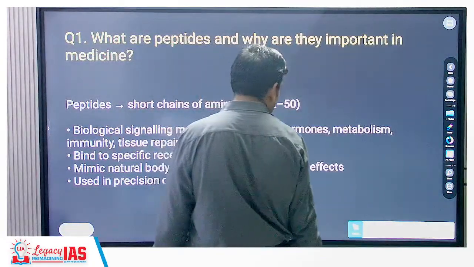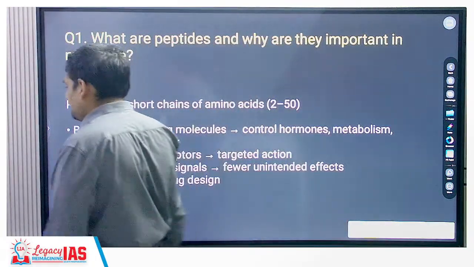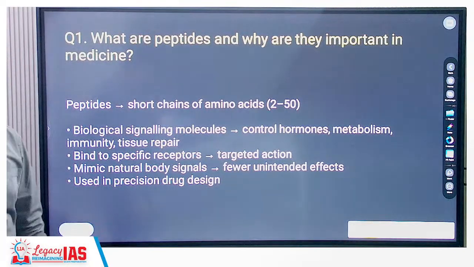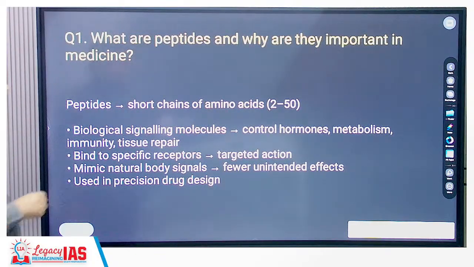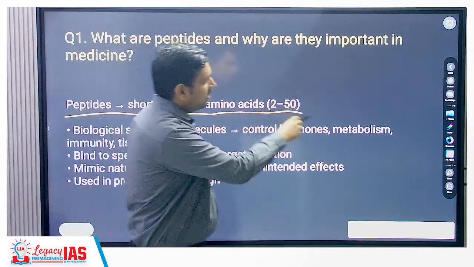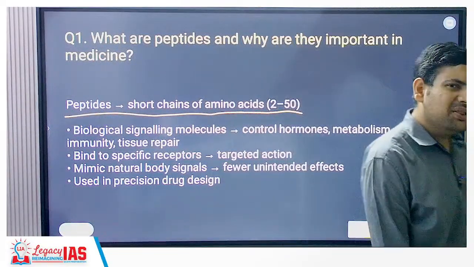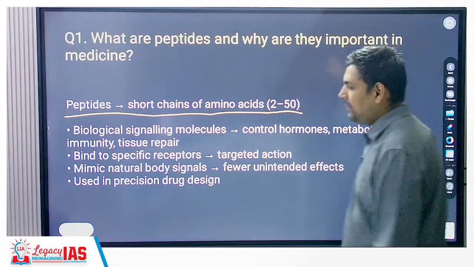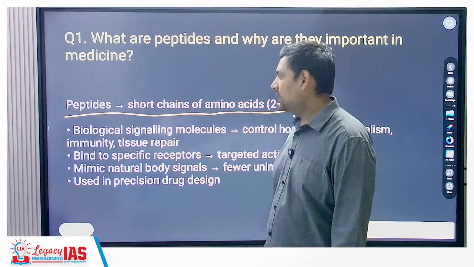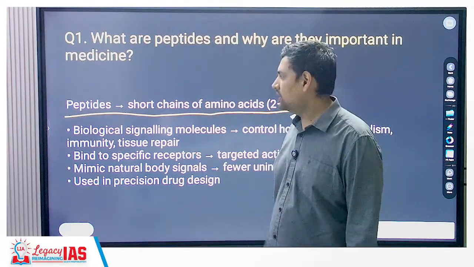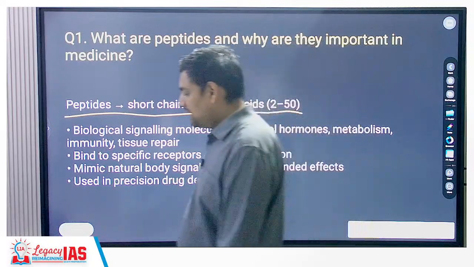So what are peptides and why are they important in medicine? So what are peptides? Peptides are short chains of amino acids, that is 20 to 50 only. Now amino acids, you know, the fundamental blocks that also make up proteins, hormones, all those things. Now why peptides are important, understand.